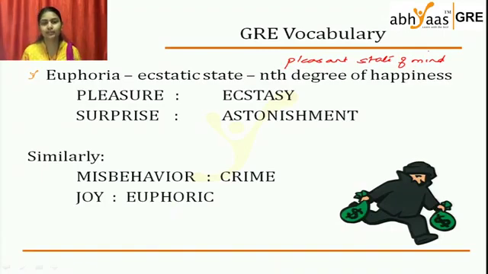Very, very, very happy. Assume you got 340 out of 340 in GRE, verbal plus quant score. Ecstatic, very, very, very happy. Nth degree of happiness is called ecstasy. So assume it's a hot summer afternoon and if somebody gave you an ice cream, eating it is pleasure. But ecstasy is higher level of happiness. Similarly, surprise. If students are regular to classroom, that's a surprise. Or is it an astonishment?